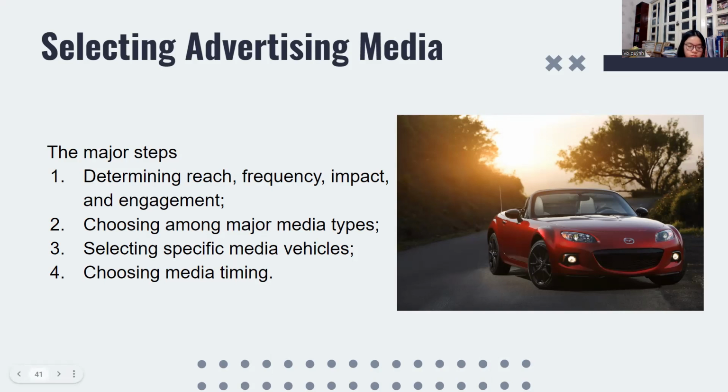And the second one is choosing among major media types. The third one is selecting specific media vehicles. In selecting these, the media planner must balance the media cost against several media effectiveness factors. And finally, deciding on the media timing. Decide how to schedule the advertising over time. Most firms do some seasonal advertising.